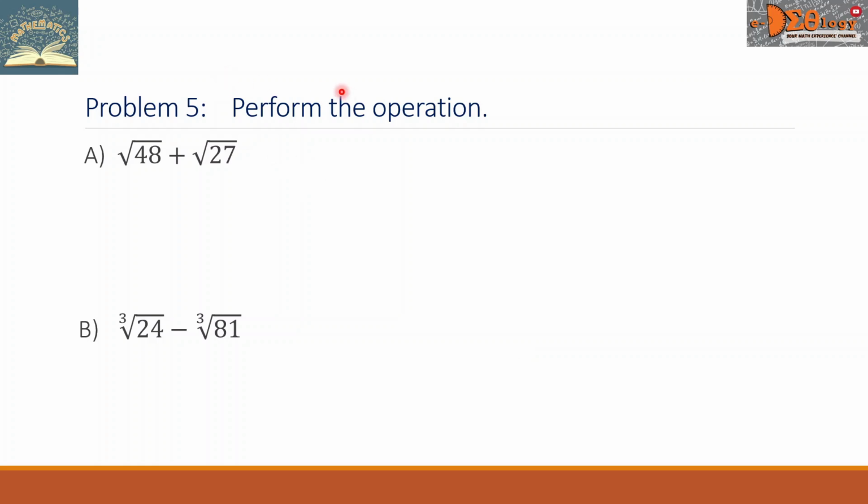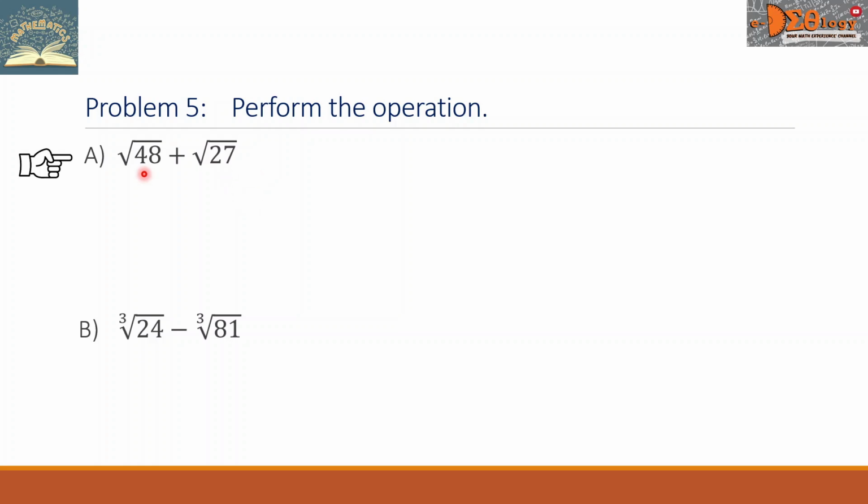Problem 5. Perform the operation. We have here two expressions. Let's begin with problem A. The square root of 48 plus the square root of 27. We know that in adding or subtracting radicals, the index must be the same, and also the radicands. Here, the radicands are different. One is 48, the other is 27. And 48 is not a perfect square number. The same is true with 27.